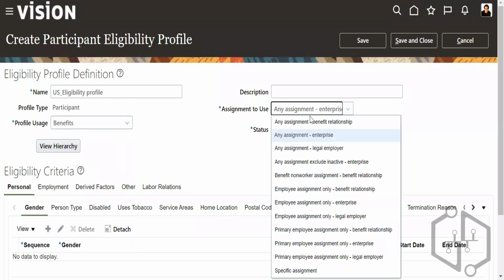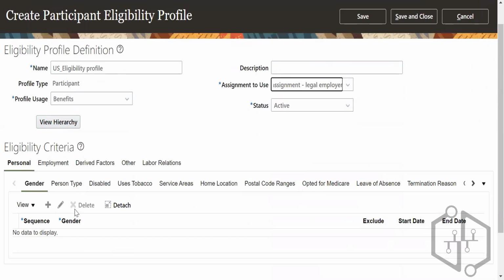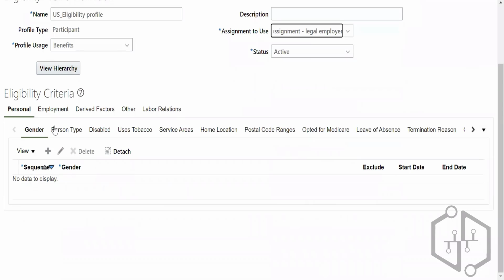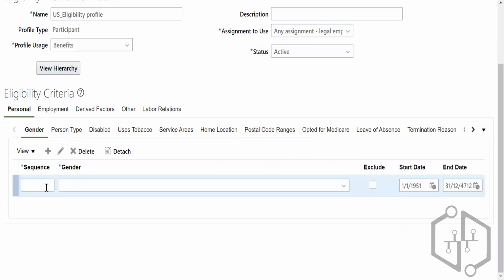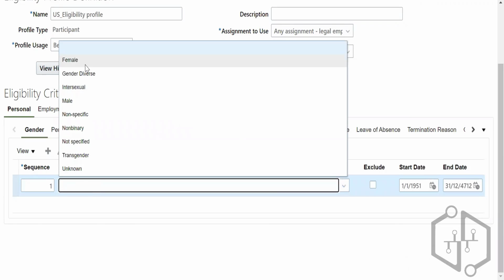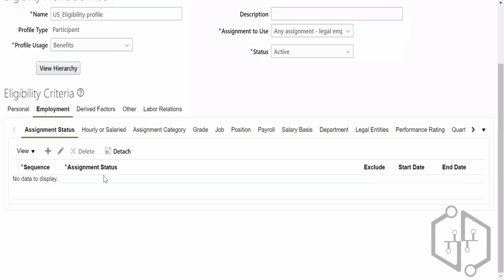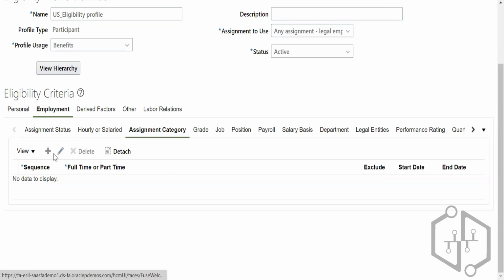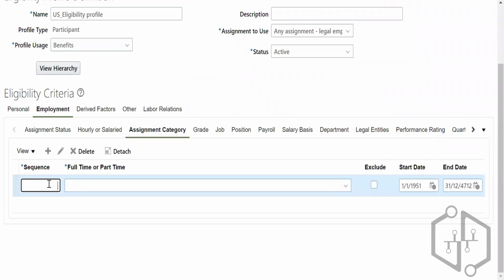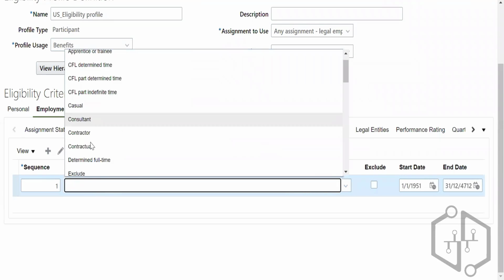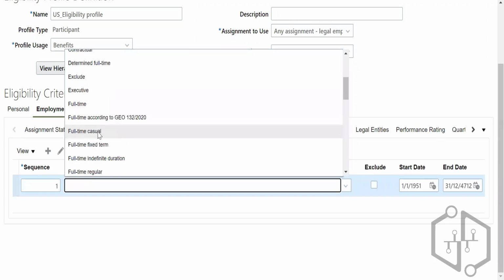Assignment to use: you can write here legal employer, status active, gender. You can write here gender, sequence 1, gender female. So you can write here what the eligibility profile is. Suppose I say that she should be female, or else I can write employment details: click on the assignment state or assignment category, that she should be a full-time regular person. Go to sequence 1 and write here full-time regular contractor. He should be an employee, a full-time employee.